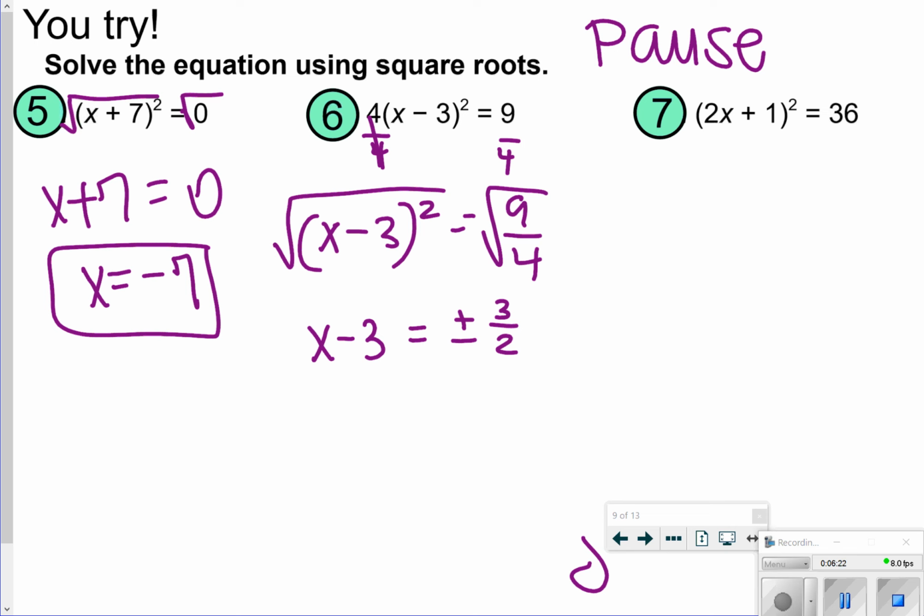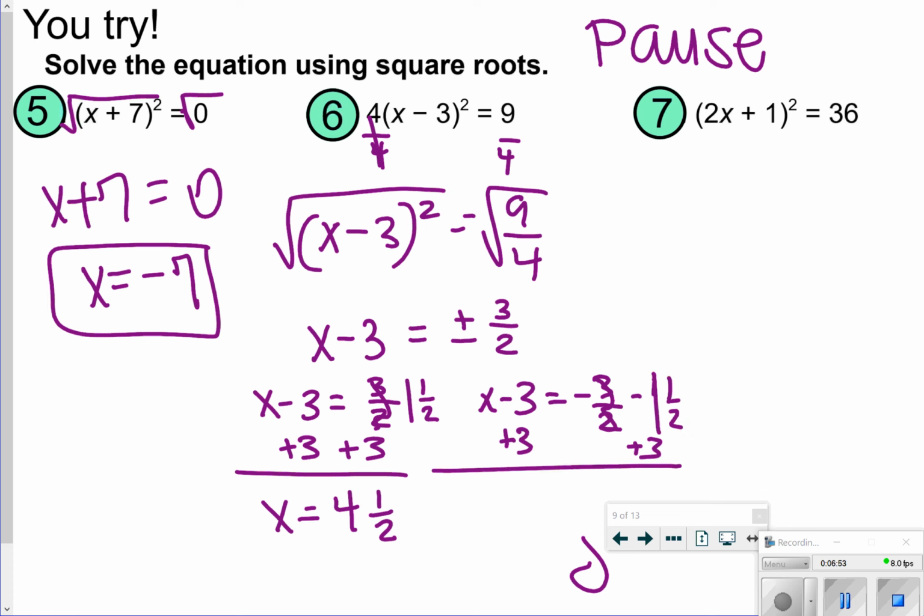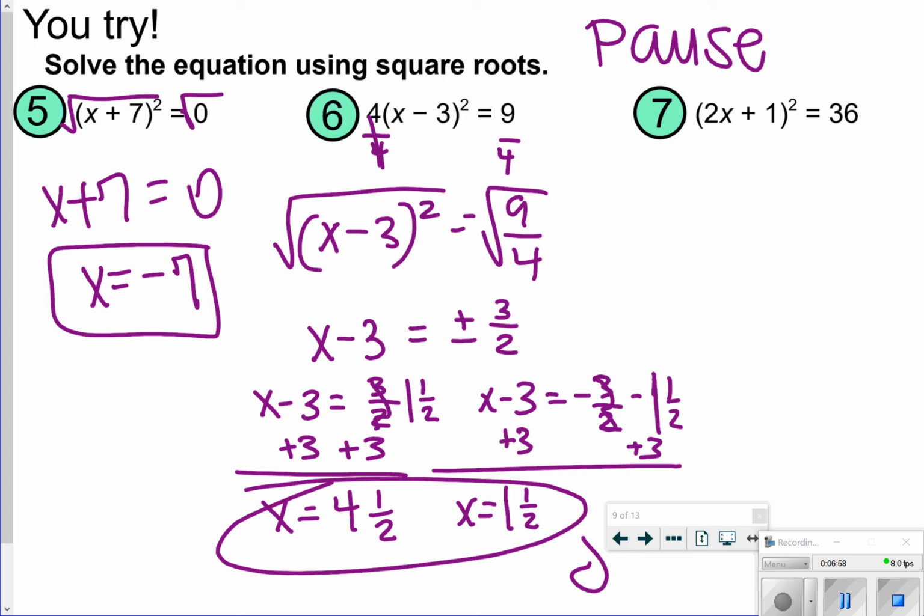Now I'm just going to set both of my answers equal to a positive answer and a negative answer. So I have x minus 3 is equal to positive 3 halves, and x minus 3 is equal to -3 halves. If I add 3 for this first one, remember 3 halves is just 1 1/2, so that might make it a little bit easier for you. The first answer I get is 4 1/2, and then I'm going to change this to -1 1/2. And then if I add 3 on this side, I'm going to get x is equal to 1 1/2. So my two answers for 6 are 4 1/2 and 1 1/2.